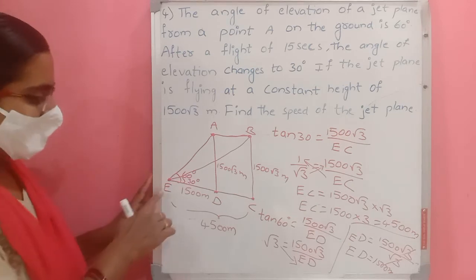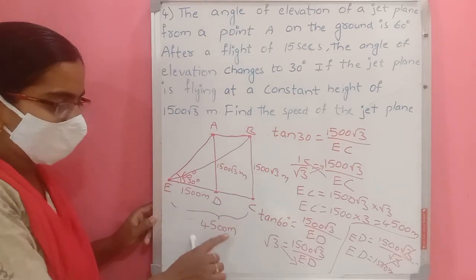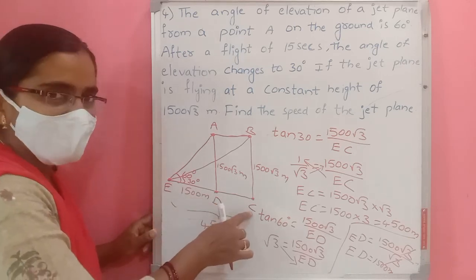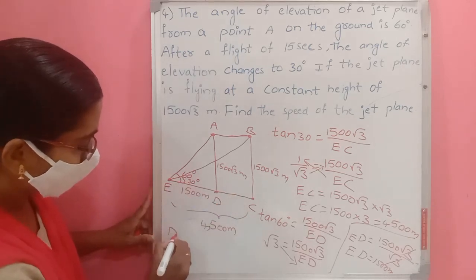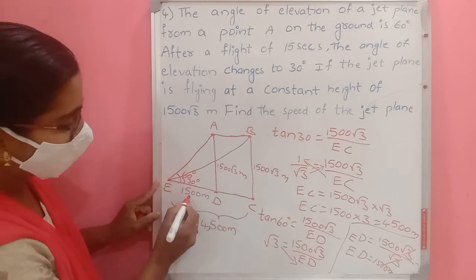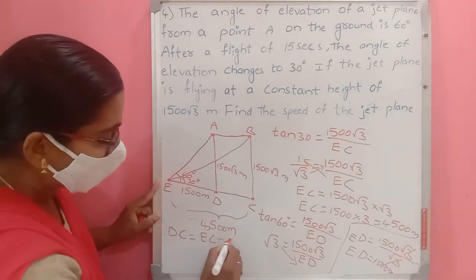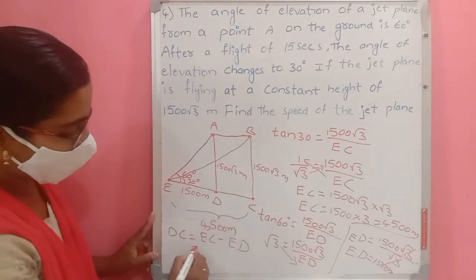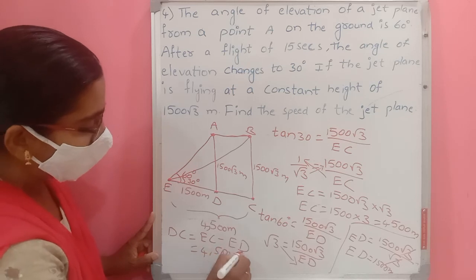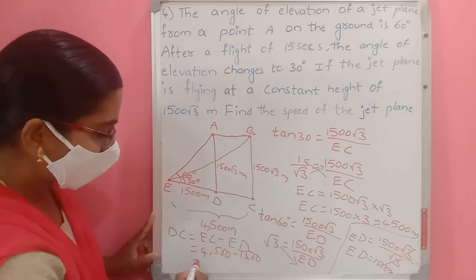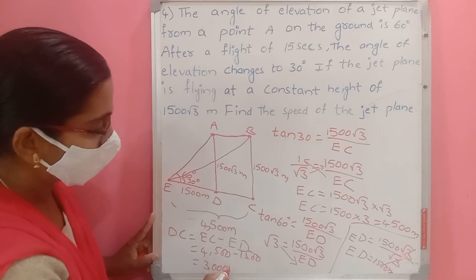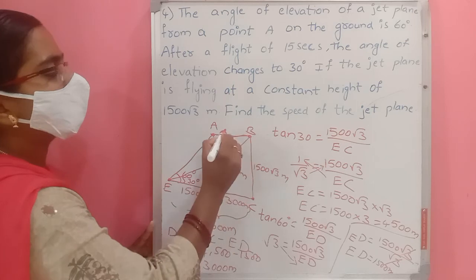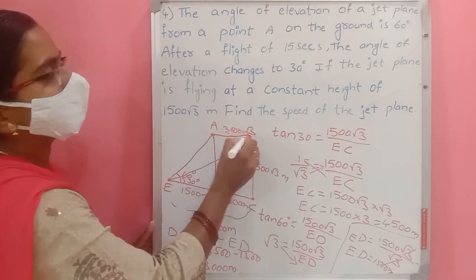Now you can observe EC, from here to here, is 4500 meters. From E to D is 1500 meters. Then what is DC? We have to subtract. If we need DC, we have to subtract ED from EC. So DC is equal to EC minus ED, so 4500 minus 1500. 4500 minus 1500 is 3000 meters. So DC is 3000 meters, which means AB is also 3000 meters.